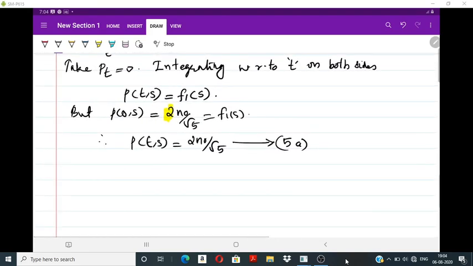Let this be equation number 5a. Now take the equation p_t equal to 0. Similarly, after integrating with respect to t, we can write q of t comma s as some function of s.